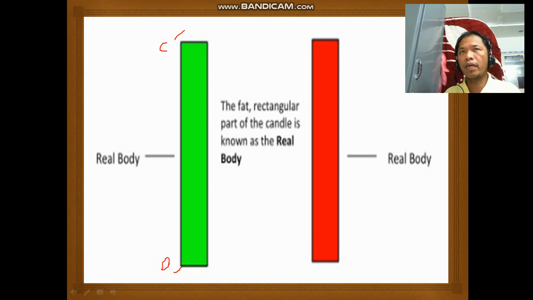So now here it is red. Why is it red? Because it opens here and closes here. So the opening price is above the closing price, which means it is a red candle. If you see a red candle in this chart, it means the closing price is below the opening price. If you see a green candle, the closing price is above the opening price.